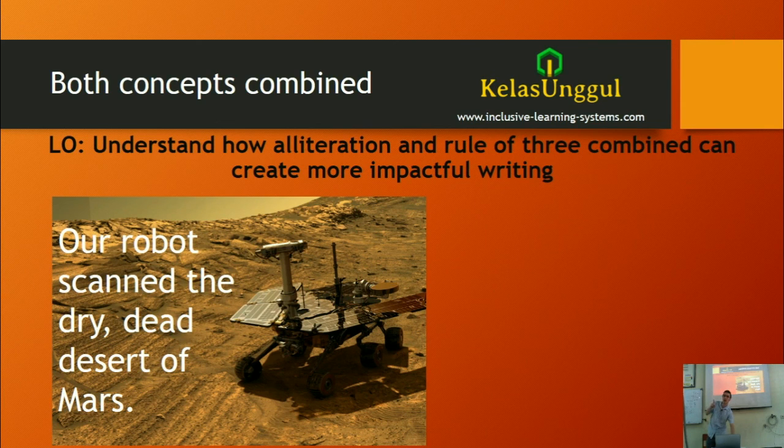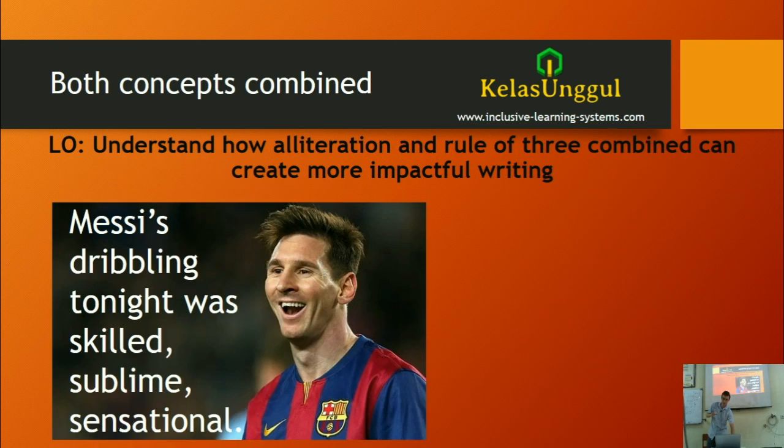One more example. I want every person's hand to go up. If you don't understand, you'll be staying behind at the end of the lesson so we can explain it to you. So, Messi's dribbling tonight was skilled, sublime, sensational. Hands up to answer the question. Where is the rule of 3 alliteration in that sentence? Skilled, sublime, and sensational. Fantastic, that's what I'm looking for. So by now, everyone should have achieved the learning objective of understanding how alliteration and the rule of 3 can combine to create more impactful writing.